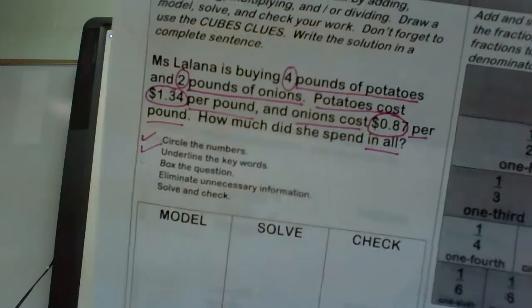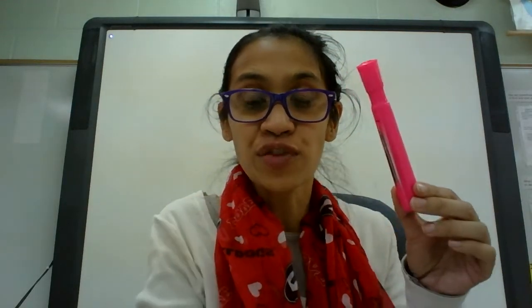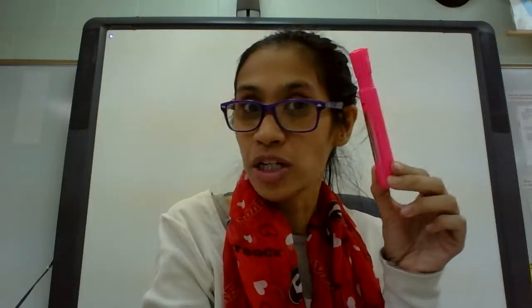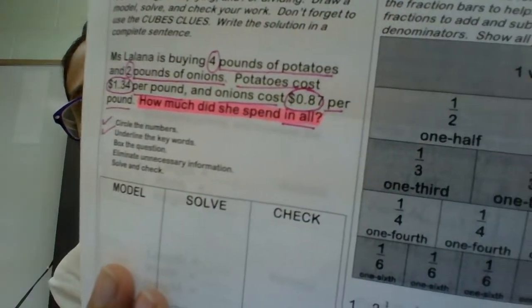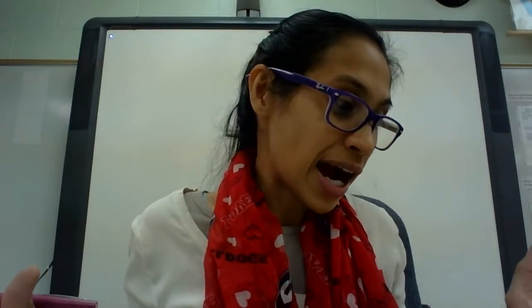Next step is the B step. Box the question. What's the question? How much did she spend in all? Oh, I already have my highlighter from the rounding practice. I'm going to use the highlighter to highlight the question. You circle, box, highlight the question. How much did she spend in all? Bam, I'm done with that step. The next step is to eliminate unnecessary information. Do you see anything there that is unnecessary? I think we need all that information, so we're done with that step.